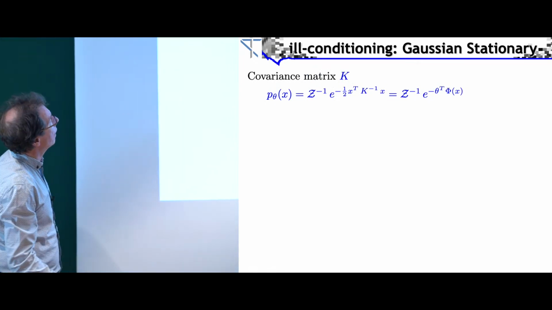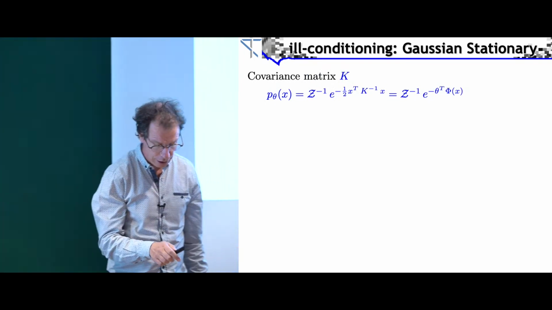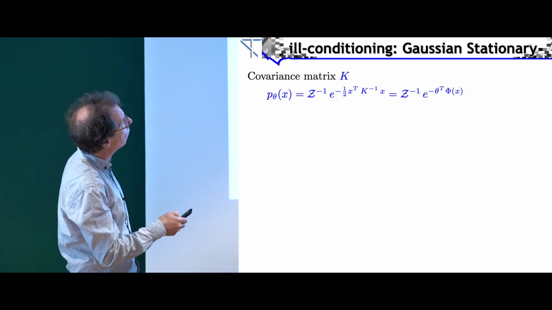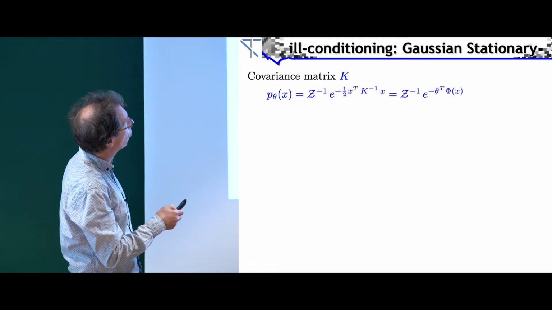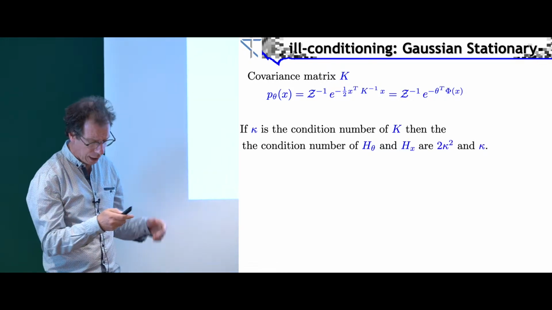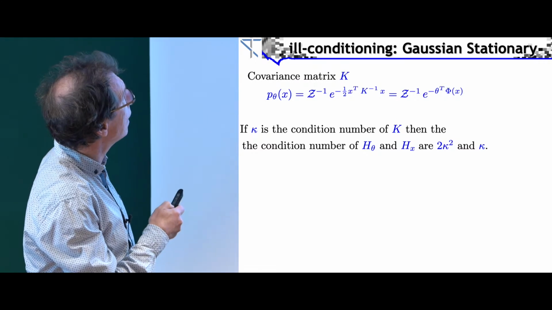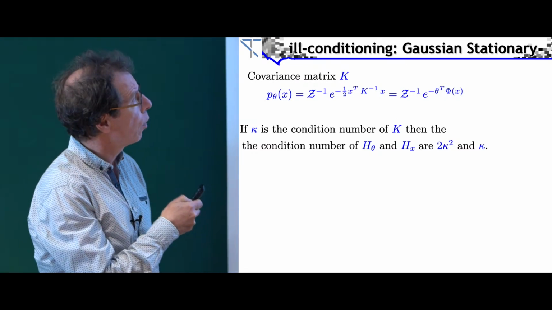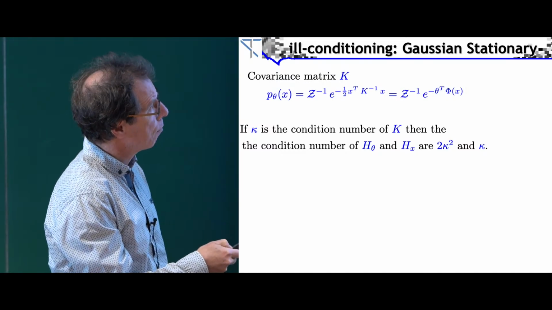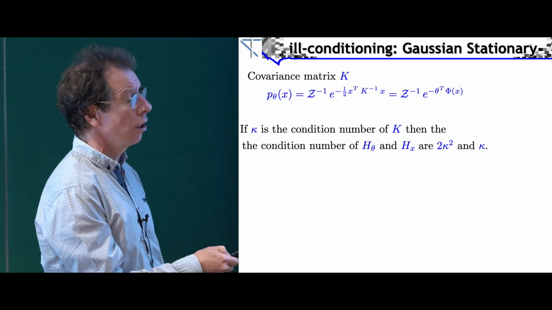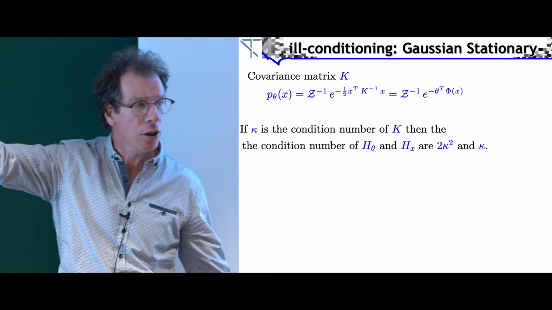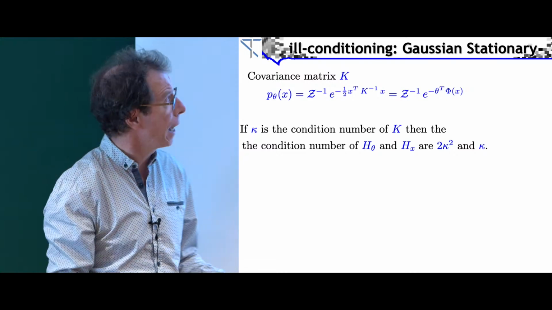Now, first let me begin with the Gaussian case. In the Gaussian case, you have a covariance matrix. This is the probability distribution. And so the parameters of your model are given by the second order moments, and here the inverse of the covariance matrix. Now, if you have a covariance which is badly conditioned, with kappa the condition number, you can easily verify that the identification of the covariance coefficients and the sampling are going to have Hessians whose condition number essentially depends on the condition number of K. So if the covariance is badly conditioned, all the problems are going to be badly conditioned.